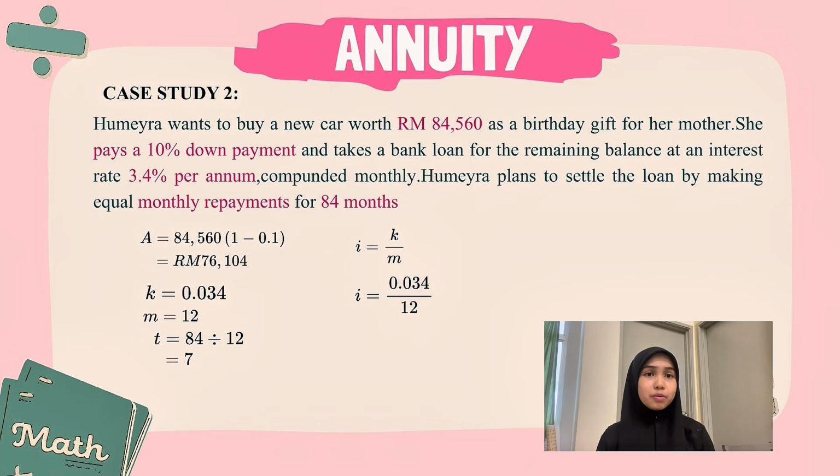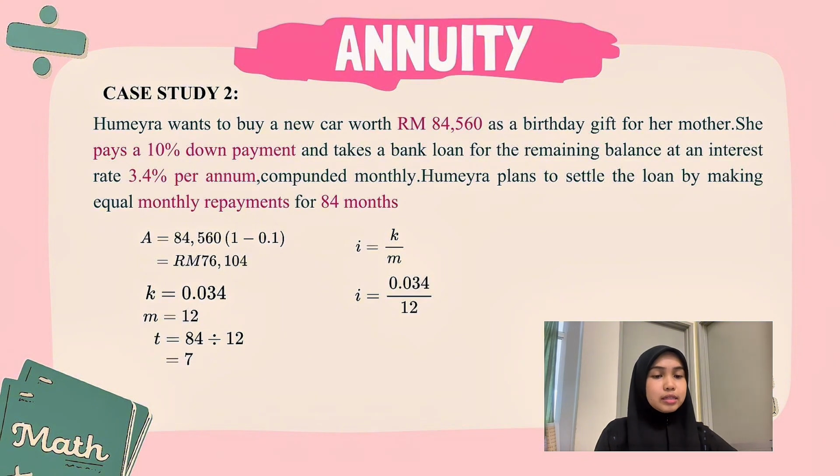Humaira wants to buy a new car worth 84,560 ringgit as a birthday gift for her mother. She pays a 10% down payment and takes a bank loan for the remaining balance at an interest rate of 3.4% per annum, compounded monthly. Humaira plans to settle the loan by making equal monthly repayments for 84 months. So from the question, we know that Humaira buys a new car worth 84,560 ringgit, but she already pays 10% down payment. So we need to find A, which is 84,560 ringgit multiplied by the fraction 1 minus 0.1, where we can get 76,104 ringgit. That is our A.